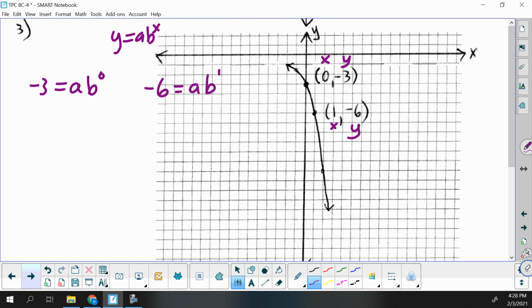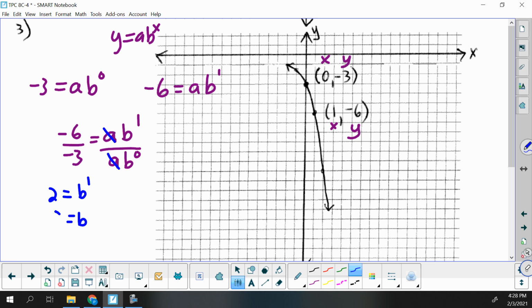Bigger exponent equation goes on top. So that's our one on the right-hand side in this case. So we're going to have -6 over -3 equals ab to the first over ab to the 0. If we divide our equations, the left side divides to give us 2. The a's divide out, and 1 minus 0 gives us 1, so we just have b to the first, which means b is just 2.